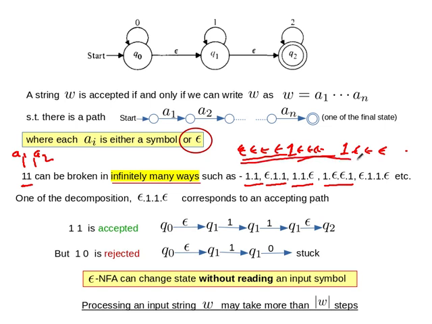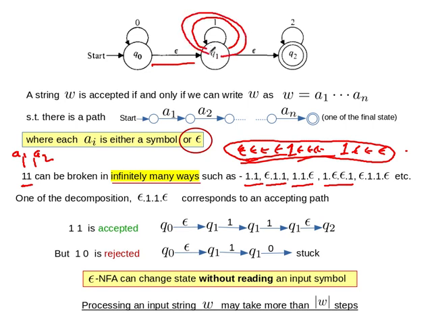Now, considering all these infinitely many breakups, if at least one of them gives you an accepting path, that means a path from q0 to q2, then you accept. And here you see that this is an accepting path. How do you accept 1 1? It's easy, you just follow these arrows starting from here to reach q2. You first take epsilon, then you take 1 on this path, again 1 on this path, and then you take this epsilon to reach q2. So epsilon 1 1 epsilon, that is accepted.